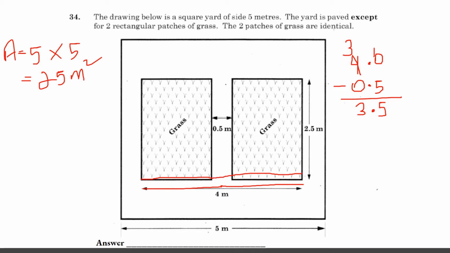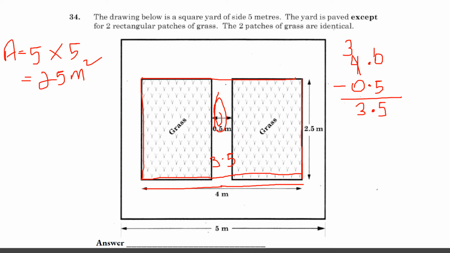So the new length of this line, this grass area, is 3.5, and the length of this side is 2.5. Remember, we need to see it as one big rectangle, because remember we already subtracted the space that is in here. How do we find the area of a rectangle? Length by breadth or length by width, whichever one you rather. So we have to multiply 3.5 by 2.5.